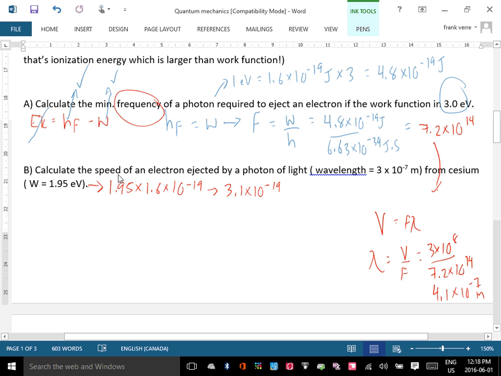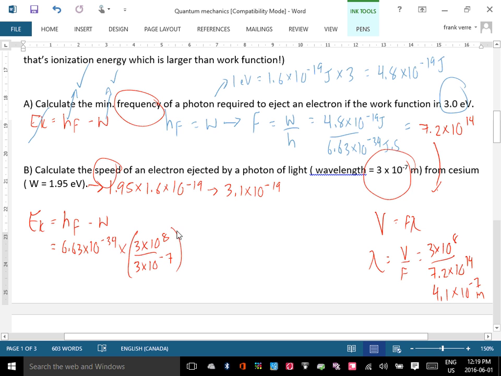So here's our equation. Now, this electron will have speed, so the kinetic energy will not be 0. EK is equal to hf minus the work function. The wavelength is 3 times 10 to the negative 7. h is 6.63 times 10 to the negative 34. And if you don't have a frequency, you could use v over lambda, which would be 3 times 10 to the 8 over 3 times 10 to the negative 7. So there's your v over lambda, and then minus the work function.